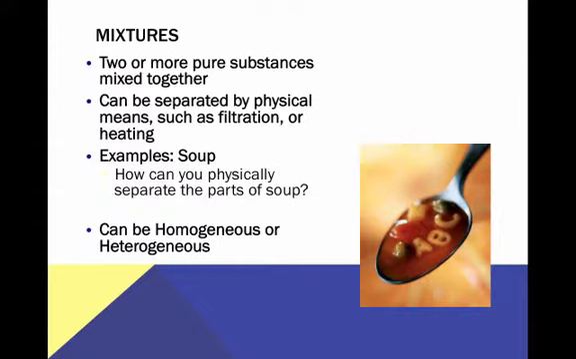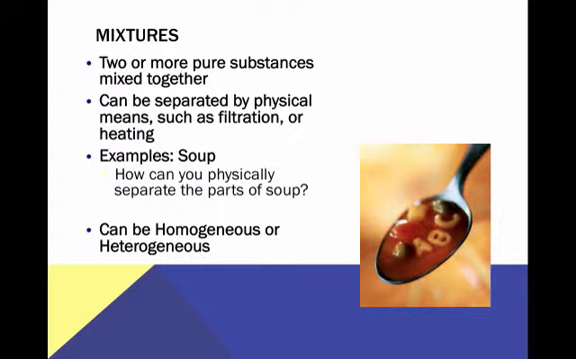Mixtures are another way to classify matter, and so these are just two or more pure substances that are mixed together. They can be separated by physical means like filtration, where we can heat them to cause evaporation of one substance and leaves another behind. Okay, so if we're looking at the alphabet soup over here to the right, how could you physically separate parts of the soup? It might take a while, but you could go through and manually pick out all the A's and the B's and the C's and the potatoes and the peas and the green beans. And you could separate it that way. You could also filter it if you wanted to separate the larger pieces from the broth.